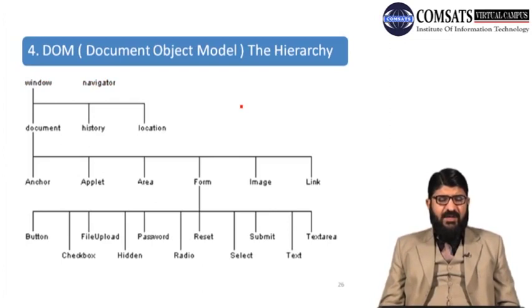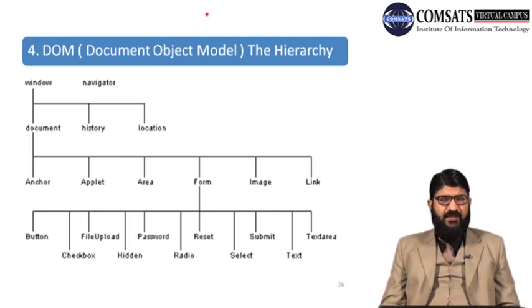So now see the DOM object hierarchy. The first one is basically window, below which are mentioned the document, the history, and the location of that particular window. So here the history and location are basically the navigators.